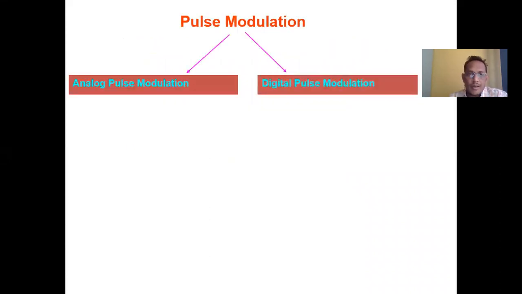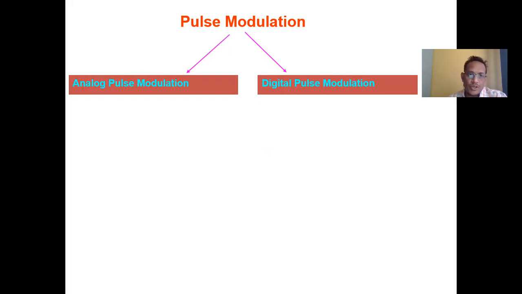So basically, before we start, the main concept that comes into the picture is called pulse modulation. In pulse modulation, we are going to use a high frequency carrier signal as a pulse train. Otherwise, you can use a square wave. Such type of modulation is basically called pulse modulation.